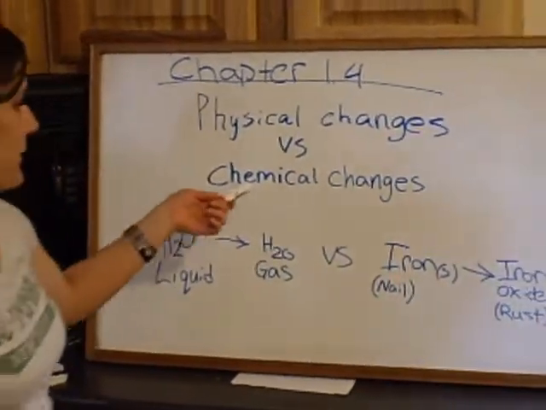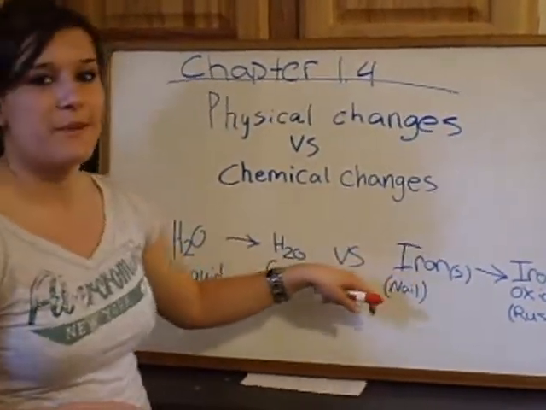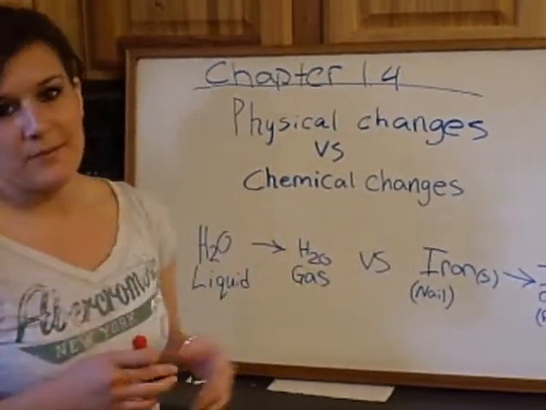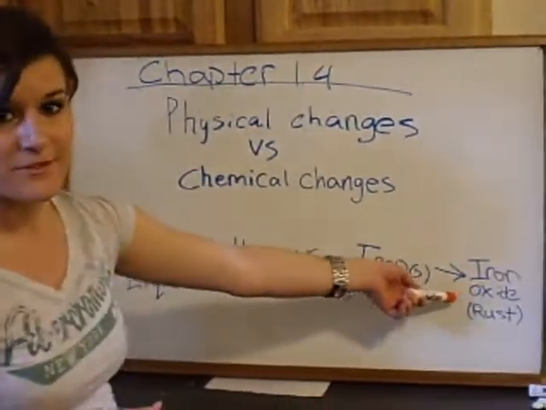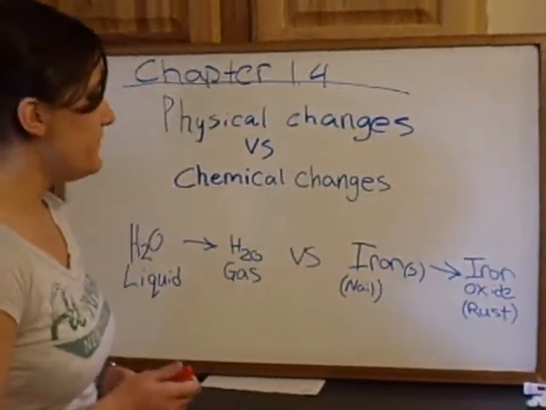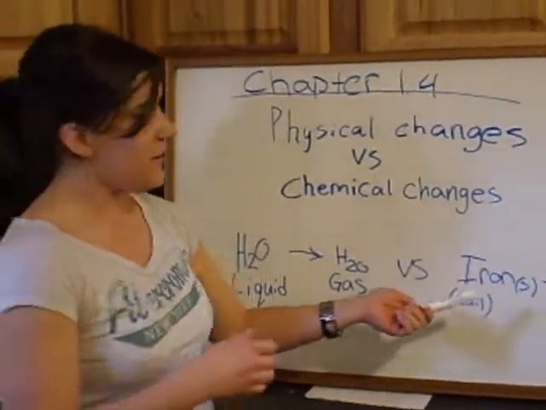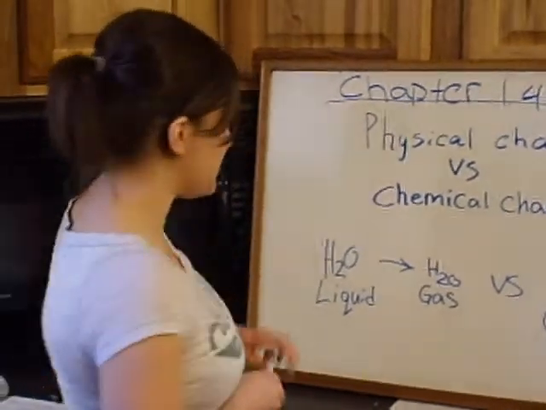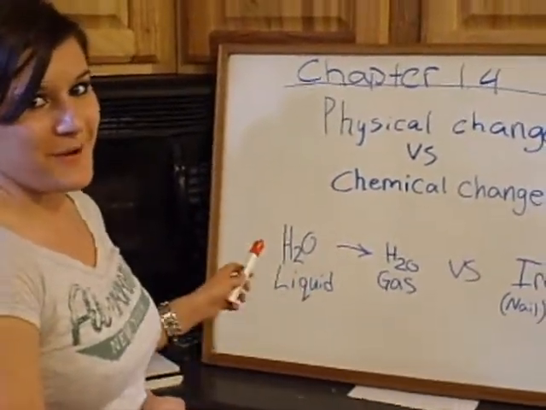And the example I have here of a chemical change is iron, which would be a nail, and if it's left out in rain it binds with oxygen to form iron oxide, which is rust. So this also changes the appearance and the chemical composition, whereas the H2O molecules don't change any composition at all.